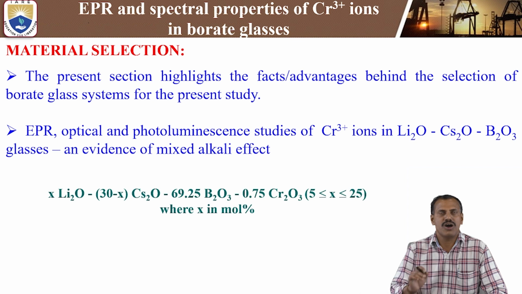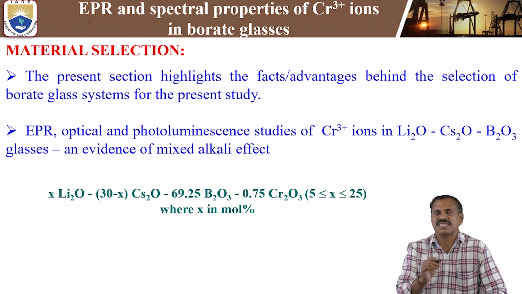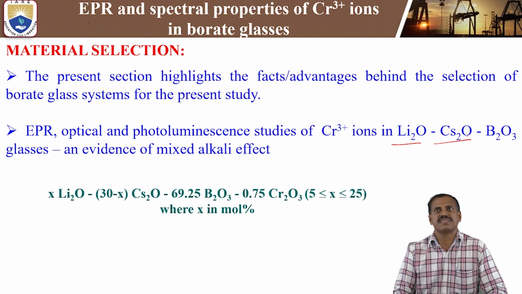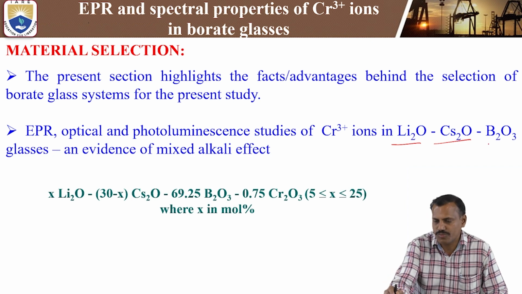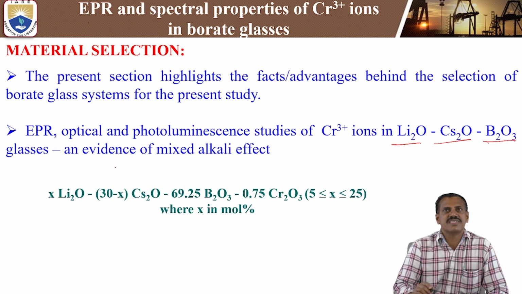Next, coming to the material selection. The present section highlights the advantages behind the selection of the borate glass system for the present study. In this study, we are going to study the EPR, that means electron paramagnetic resonance, and at the same time optical absorption and photoluminescence of chromium triplet ions. For the mixed alkali content we are taking lithium oxide and cesium oxide. These are the mixed alkali elements, and the glass former is B2O3.